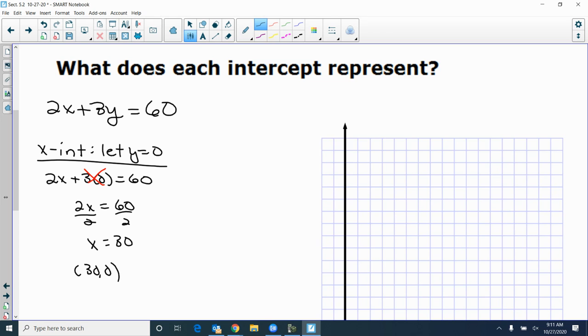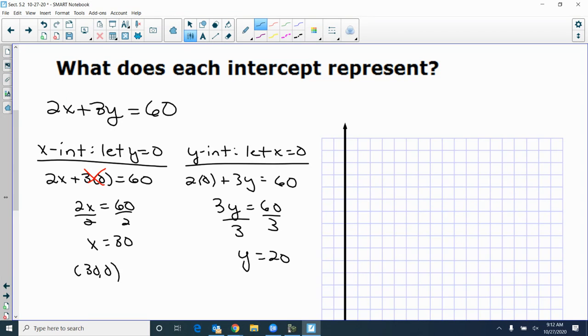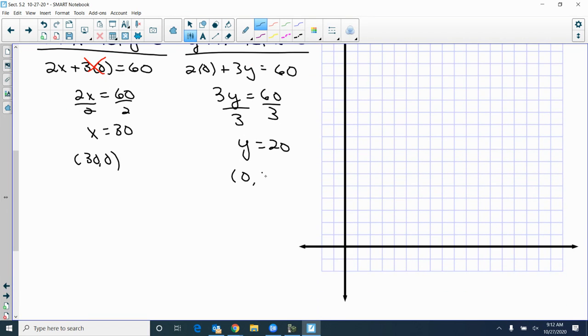All right, find the y-intercept. Let x equal 0. And so it's 2 times 0 plus 3y equals 60. So 3y equals 60. y equals 20, which gives me 0, 20.